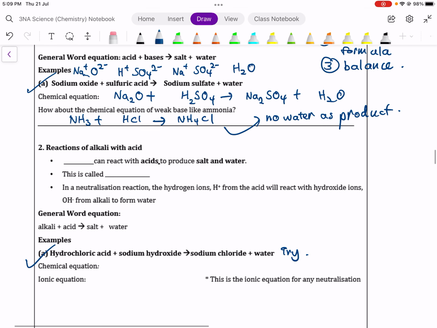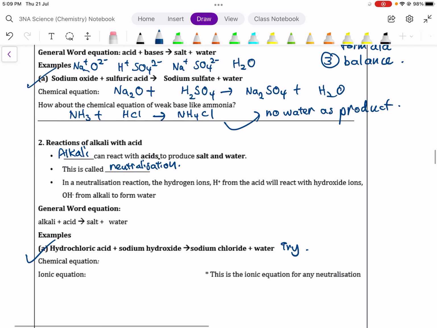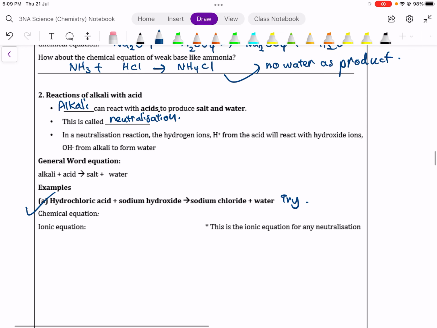I think you can move on. In terms of reactions, alkalis can react with acids to produce salt and water. This is what we know as neutralization. Acid plus alkali is neutralization. We have one part over here for you to fill up as well: hydrochloric acid H plus Cl minus, sodium hydroxide Na plus OH minus, and sodium chloride Na plus Cl minus, and then you have your H2O.